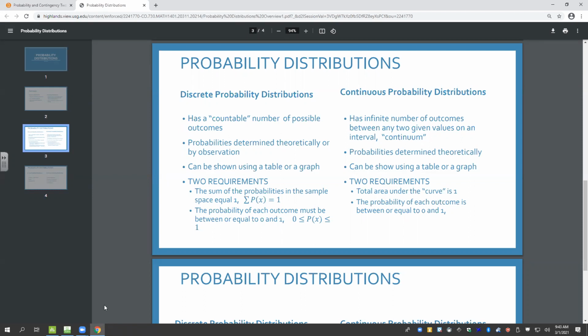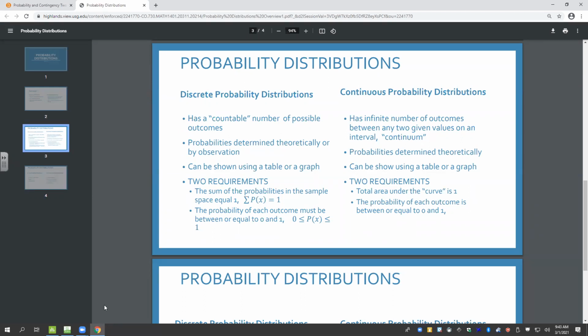Oftentimes with continuous, we deal with a graph more so than a table. Discrete, we usually deal with a table. Continuous, we deal with a graph. And the two requirements are very similar. And when we get there, I'll show it to you. Okay, I'm not going to show it to you today.